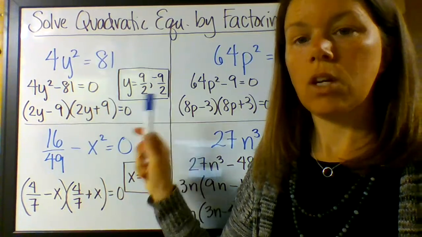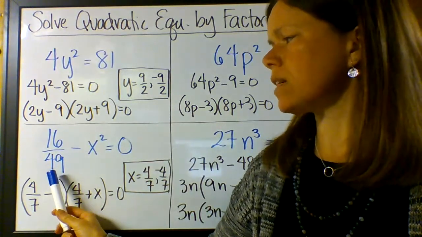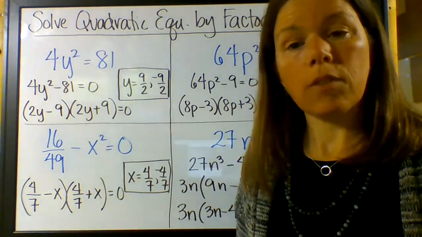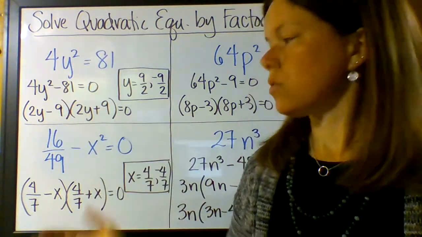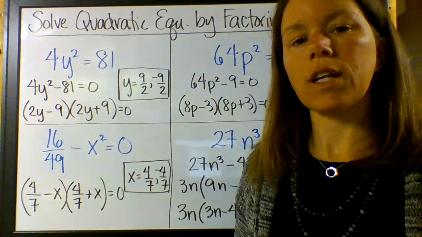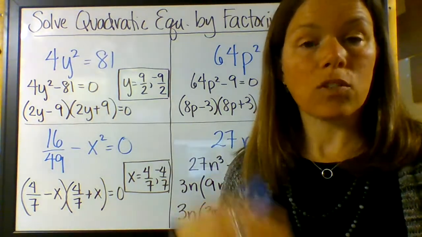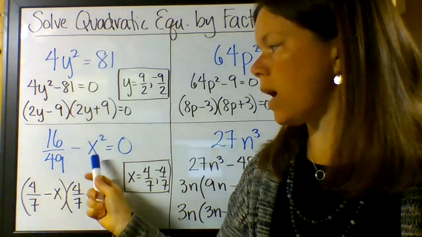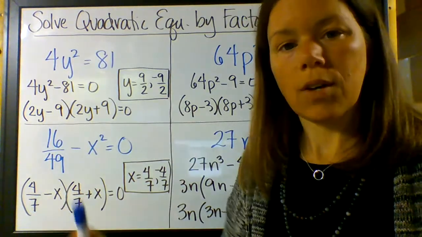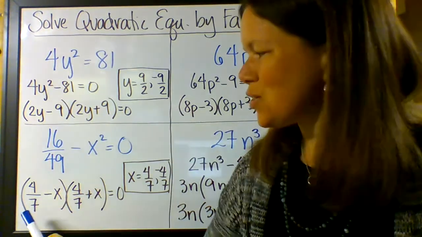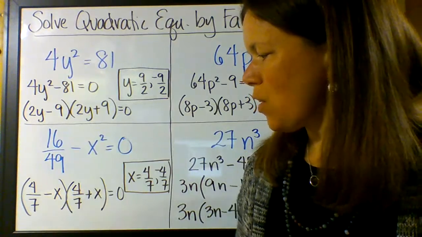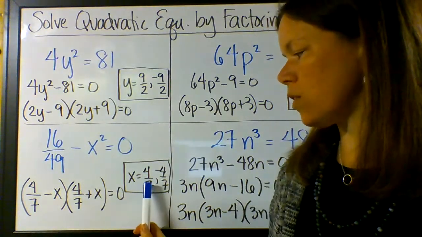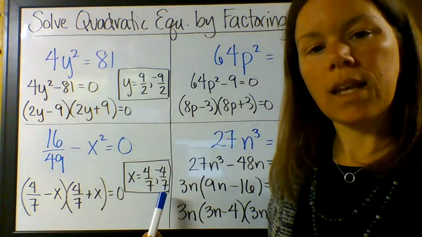Does that make sense? Great, let's look at this one over here. I have 16 over 49 minus x squared equals 0. The first step is done for me, everything is already on the left. I see 16 over 49. This is a fraction, but it's also a perfect square: the numerator is a perfect square and the denominator is a perfect square. So I have perfect square minus perfect square. Awesome, factor to conjugates: 4 over 7 minus x, 4 over 7 plus x. So the answer is that x for this factor could equal 4/7, and for this factor could equal negative 4/7.